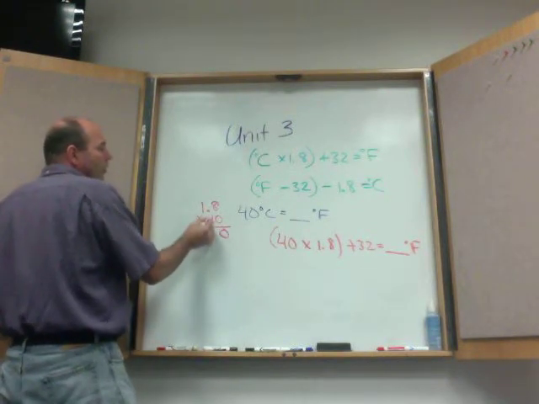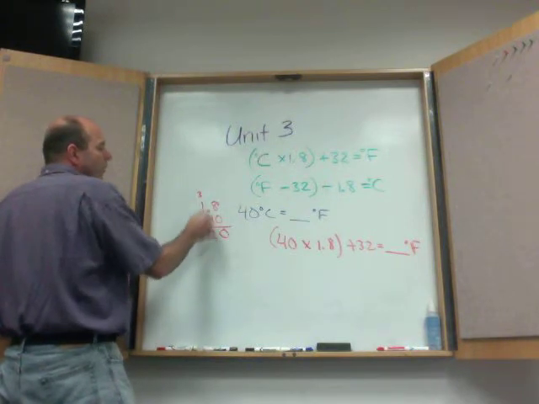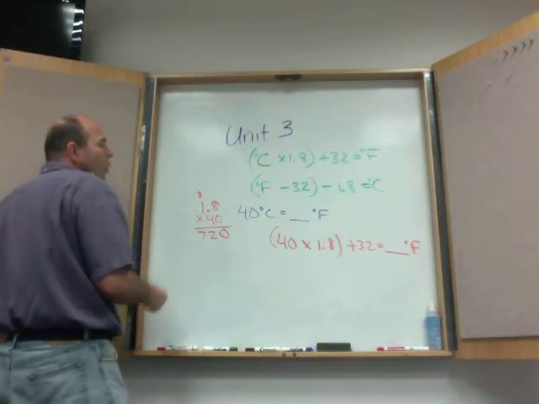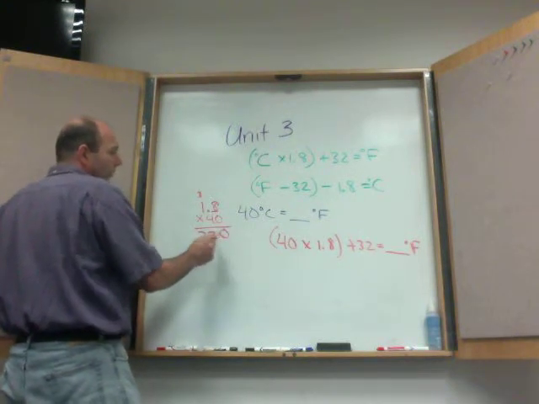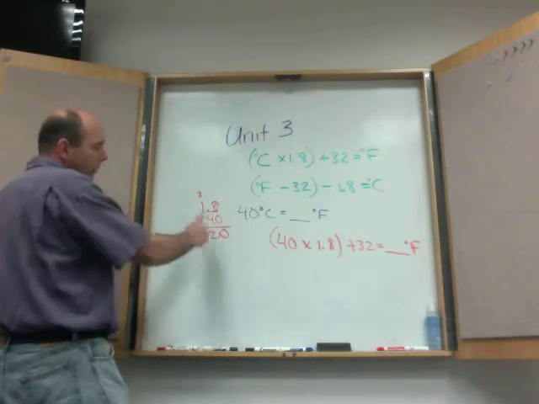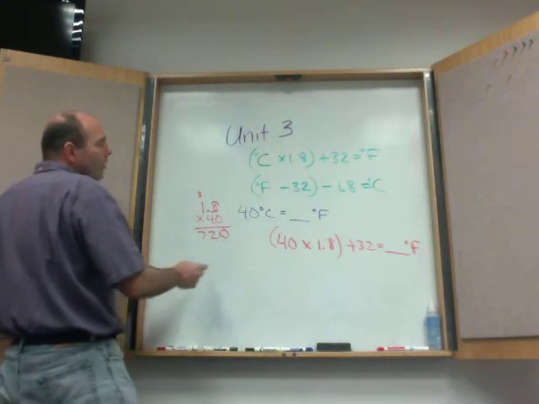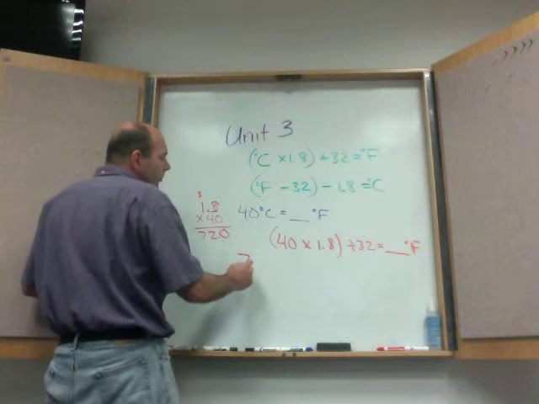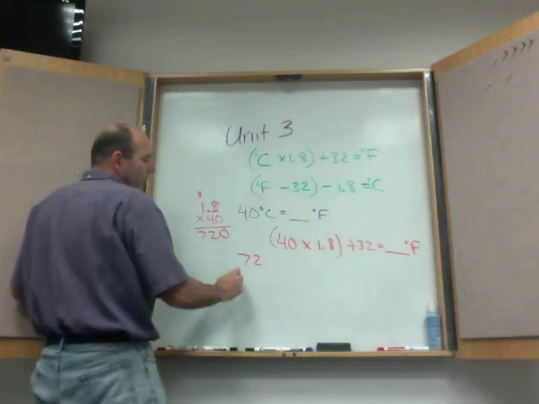That's going to be 0. 4 times 8 is 32, carry a 3. 4 times 1 is just 4, 72. Where do I put my decimal point? Right there, because there's 1 to the right of the decimal. So my answer, there's 1 to the right of the decimal, 72 degrees. Am I done? No. I figured out this part, now I need to add my 32.